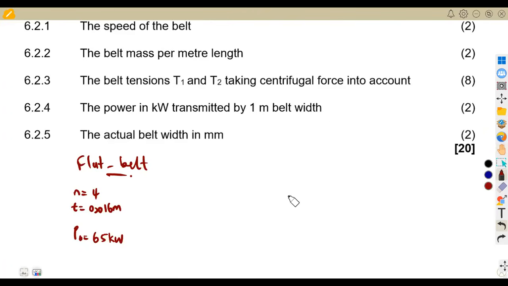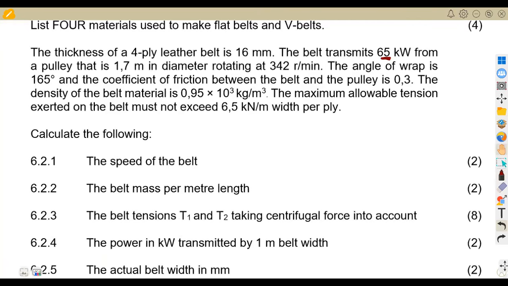All right, so this power corresponds to the diameter of 1.7 meters and the speed of 342. That's 342 revs per minute. Take note about the units. The units are very, very important for you to consider. All right, so we've got the speed there.